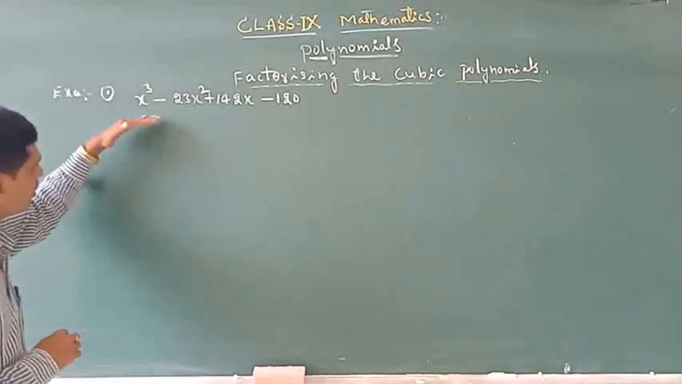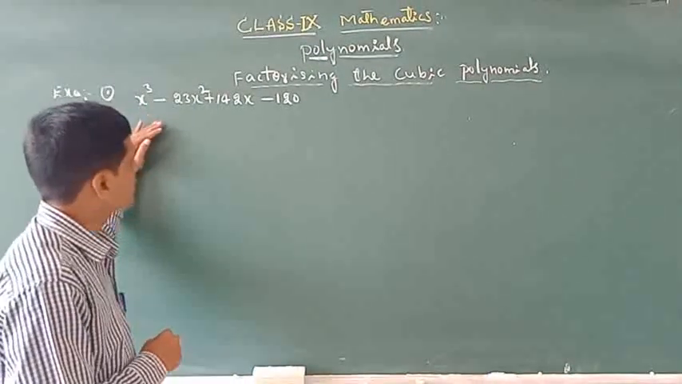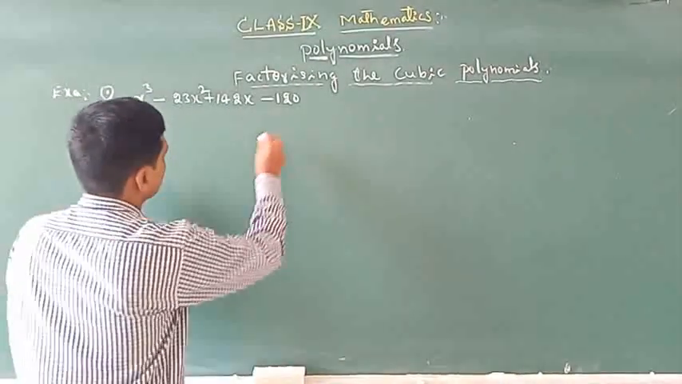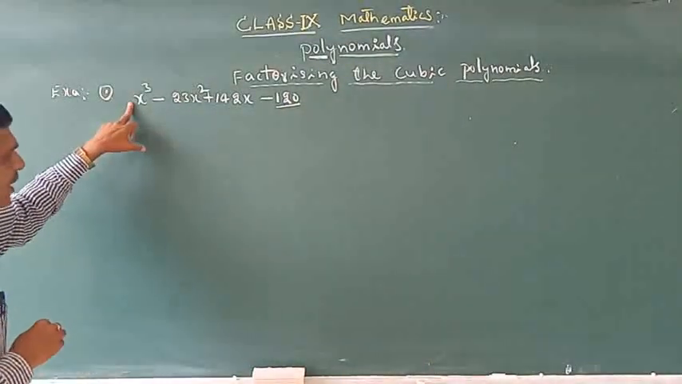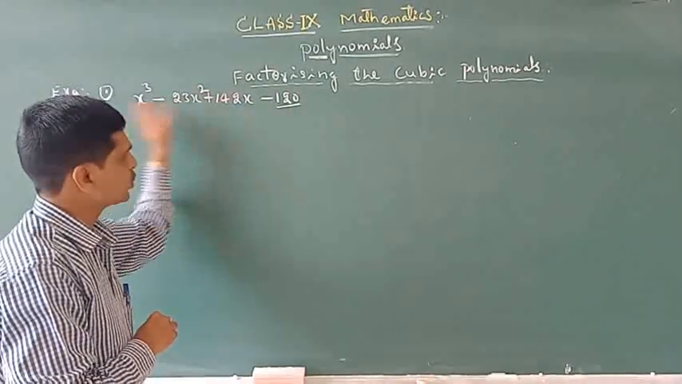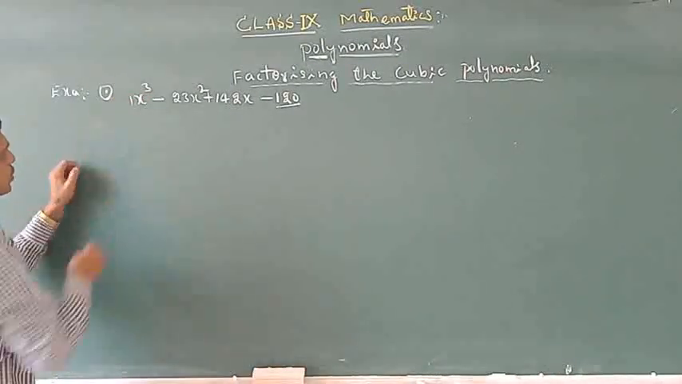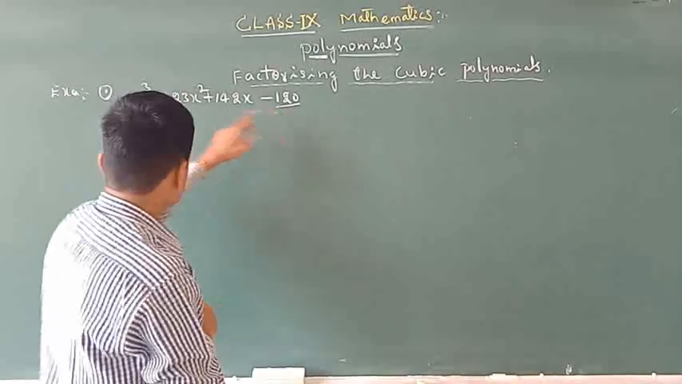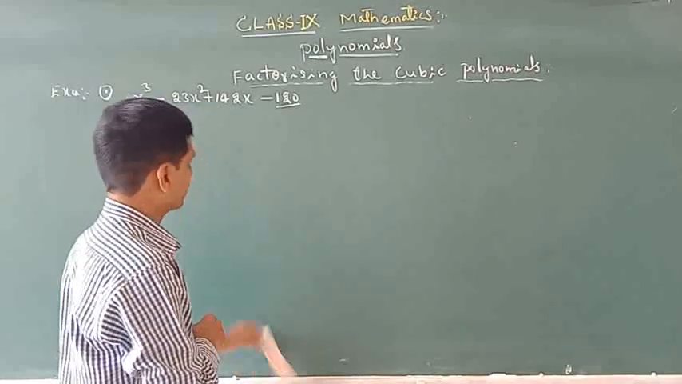How do you take the factors? There are many various methods, of which I want to take one trick as well as a method. Consider the first term coefficient and the last term constant, and the product of these 2 terms should be considered. Here the coefficient of x cube is 1, so we need not take any number other than 1. Here minus 120 is given.